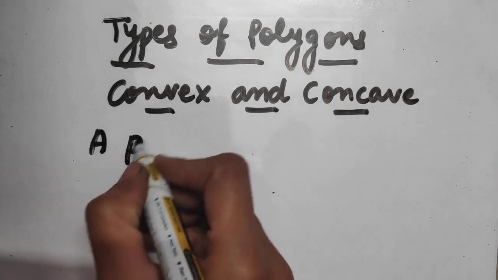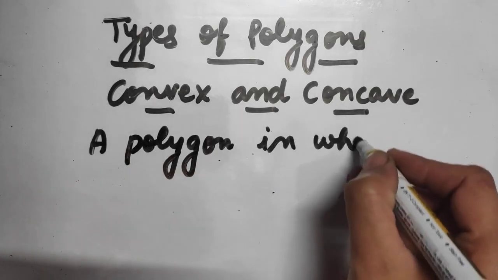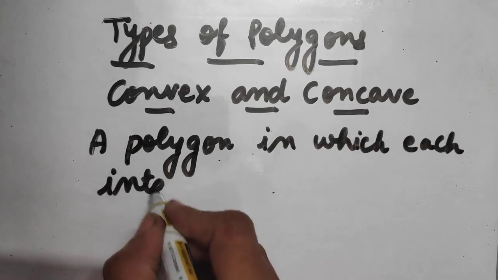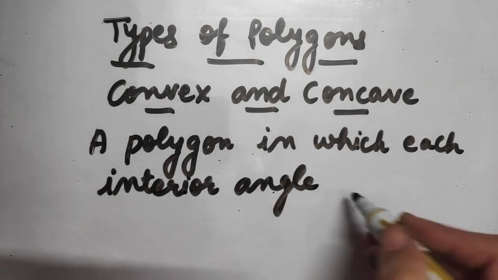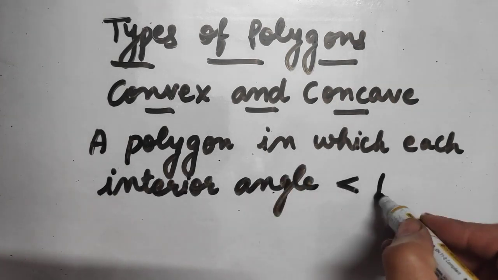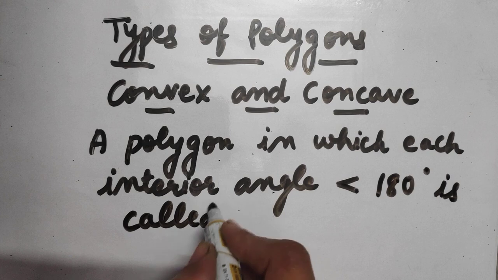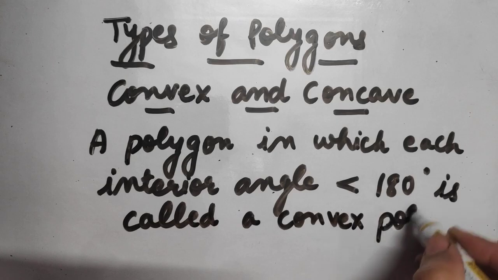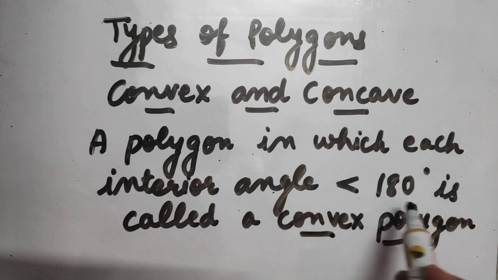A polygon in which each interior angle is less than 180 degree is called a convex polygon. So a polygon in which each interior angle is less than 180 degree is called a convex polygon.